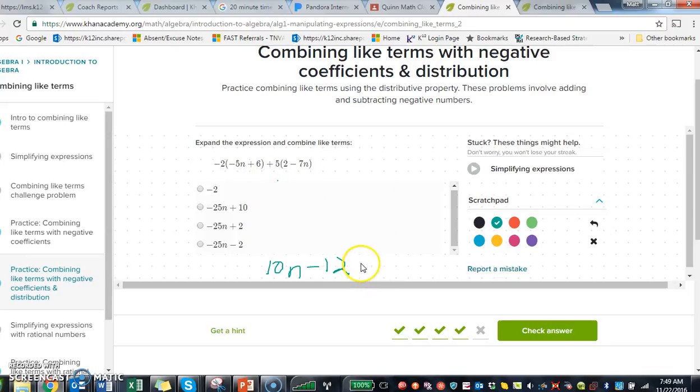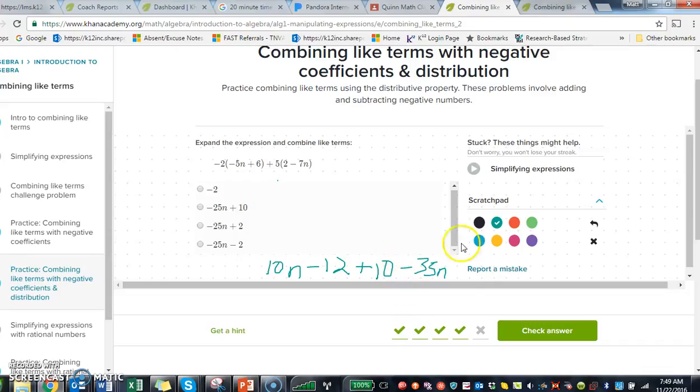All right, keep that plus sign. Don't let it sneak away. And now I've got a positive 5 times 2, which we all know is 10. And then I've got positive 5 times negative 7n. That minus sign in the middle commutes over to the 7n. It makes it negative because we're taking away 7 times whatever n is. So 5 times negative 7n is negative 35n.